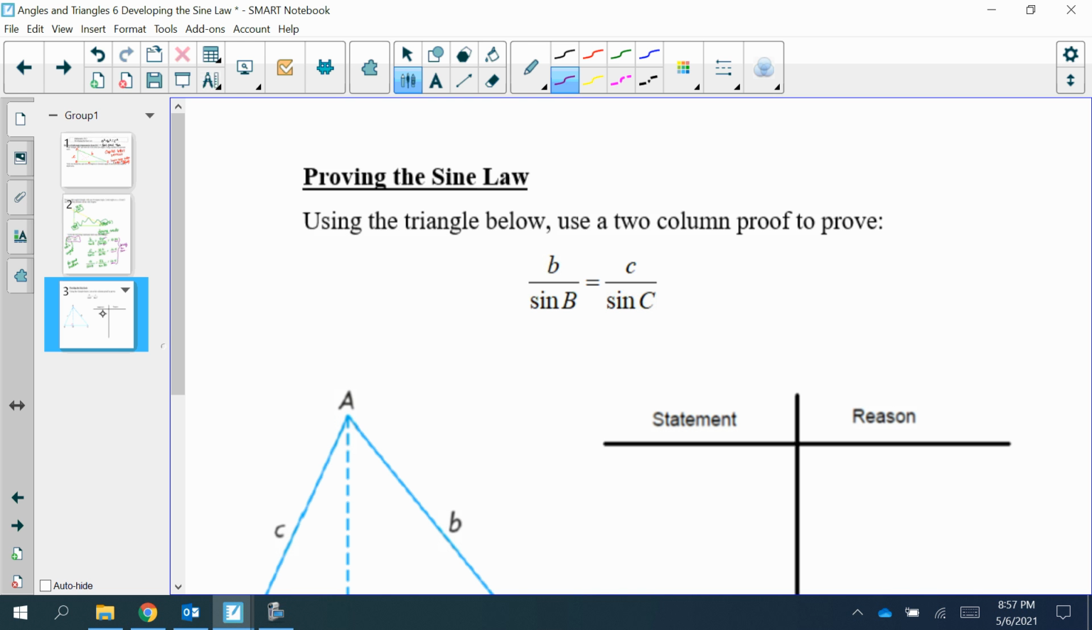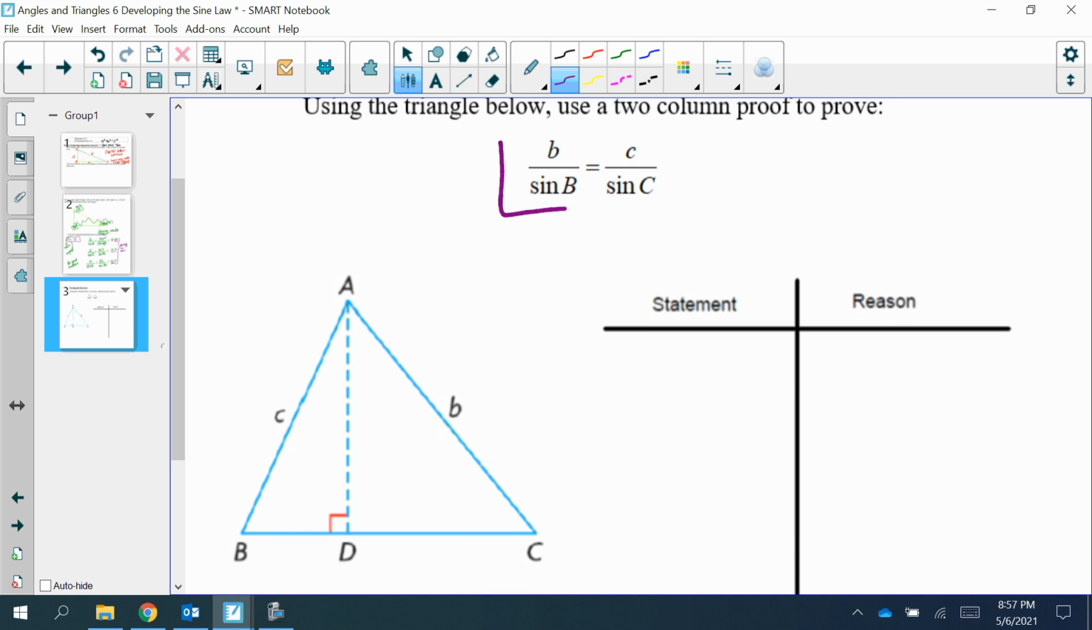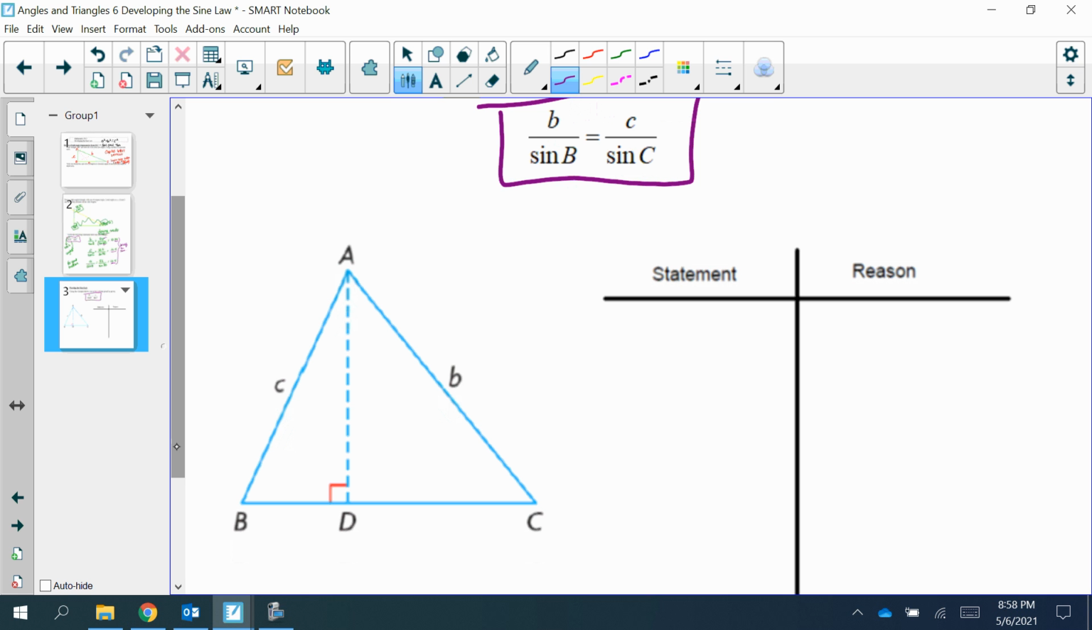And so proving the sine law. So using the triangle below, use a two-column proof to prove this. So what we want to do is prove that that ratio is equal no matter what the case is. You notice in this question, we don't have any measures, right? No angles, no side lengths. We don't have numbers for it.